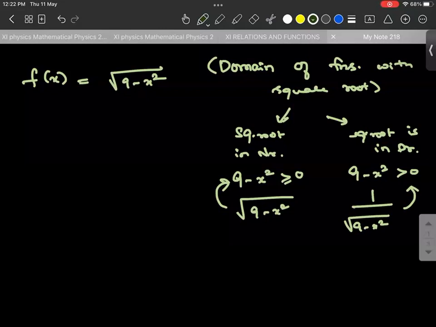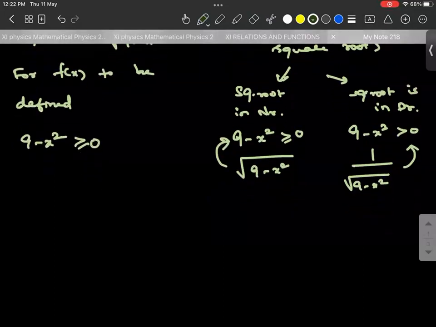So 9 minus x square is greater than or equal to 0 since it's in the numerator. Am I clear with this? Yes, sir. So whatever I've written on the right side is for your understanding. You need not write that in the exam. All that you need to know is for f of x to be defined, 9 minus x square should be greater than or equal to 0. Now I know why it is greater than or equal to 0, because it's in the numerator.